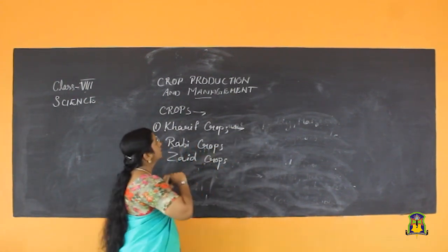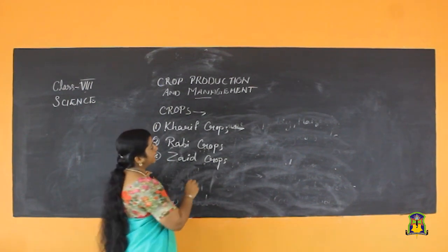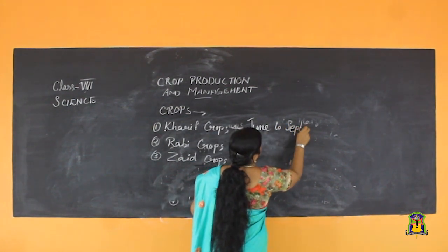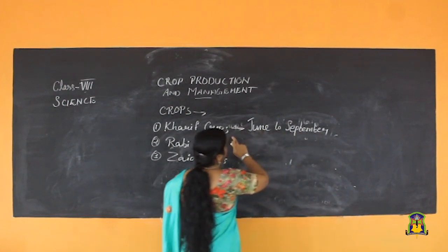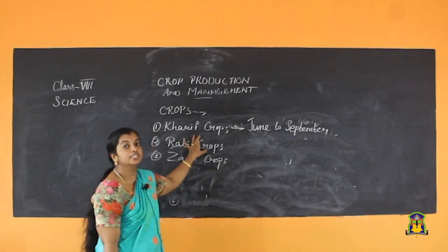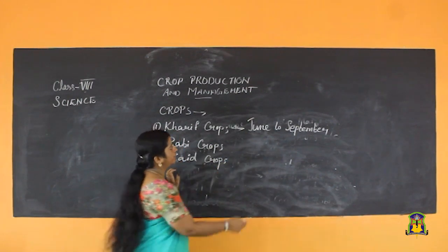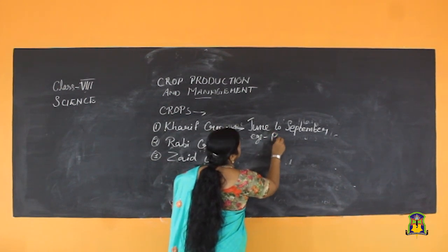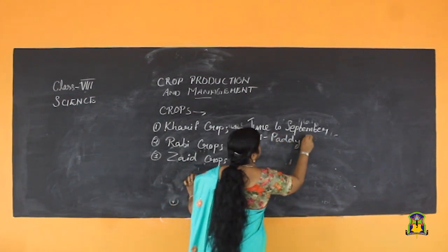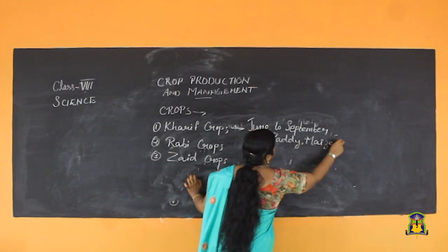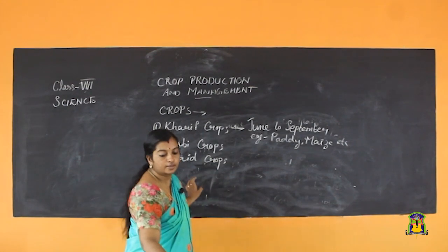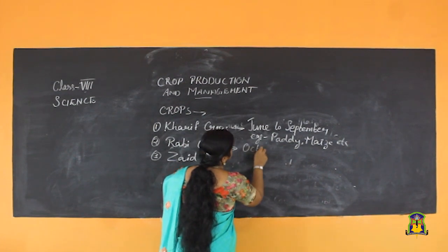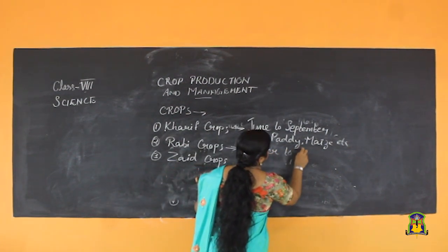Kharif crops are cultivated during the rainy season in India, that is from June to September. Can you give some examples? Yes, paddy, maize, etc. Then comes rabi crops. The rabi crops are cultivated in the period from October to March.